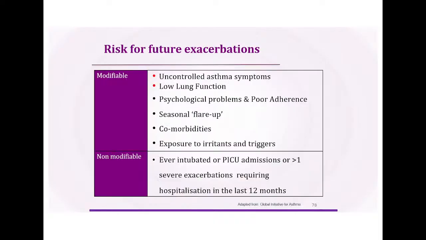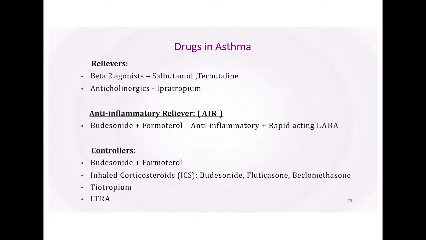So risk of future exacerbation we can see based on the modifiable risk factors. Uncontrolled asthma symptoms we can modify, low lung function we can modify, psychological problems and poor adherence we can modify, seasonal flare-ups we can modify with our asthma action plan, comorbid conditions we can treat, exposure to irritants and triggers we can treat. But if the patient got intubated or had PICU admissions, or severe exacerbation requiring hospitalization, these we cannot modify. These are going to deteriorate this child.